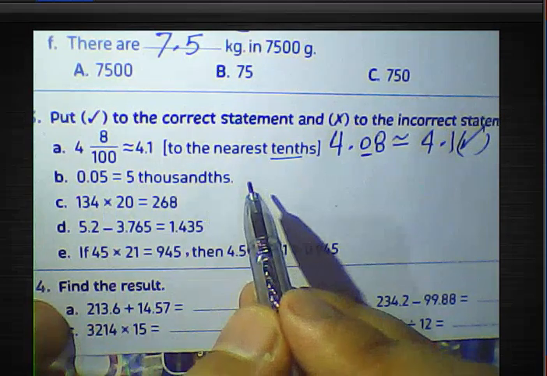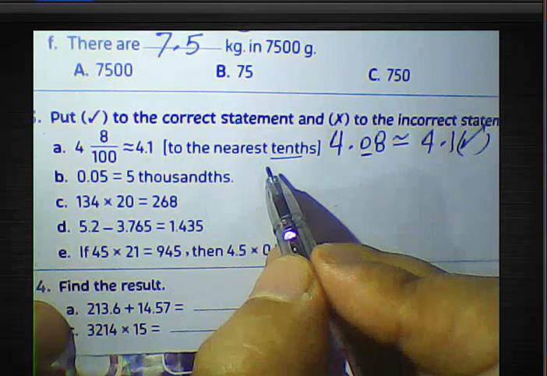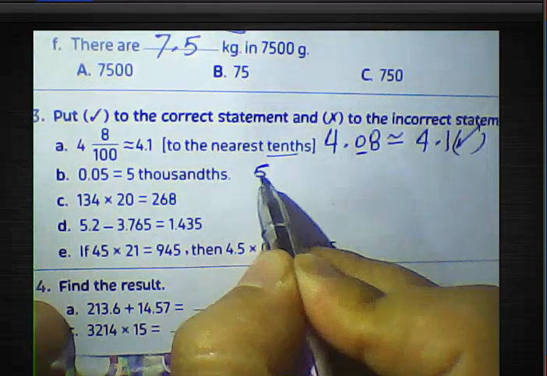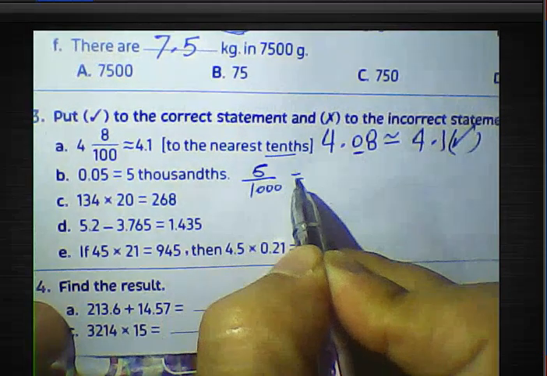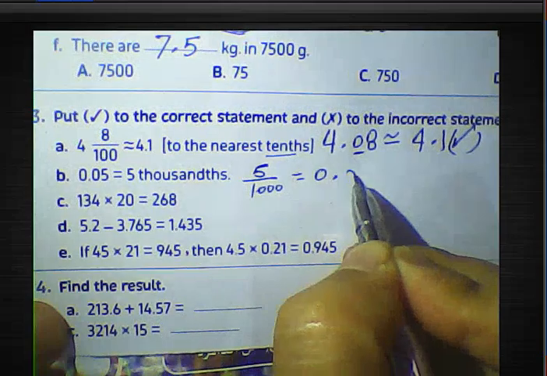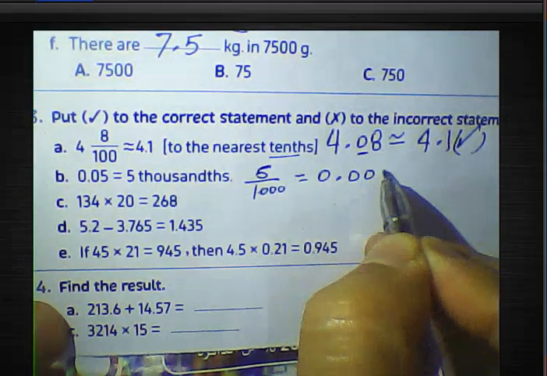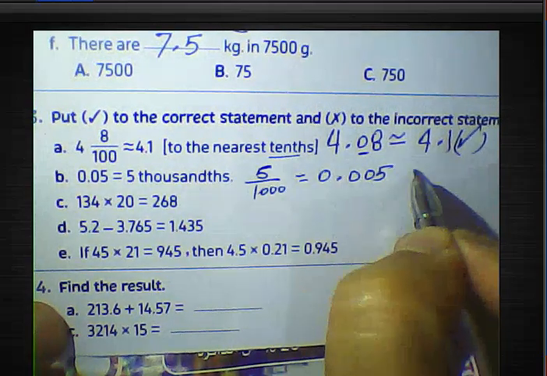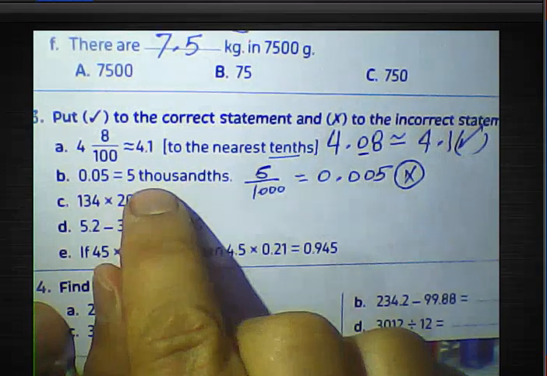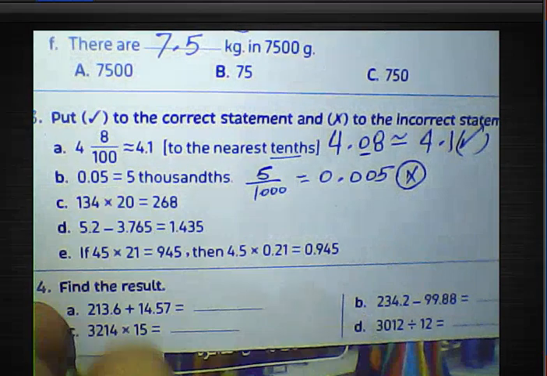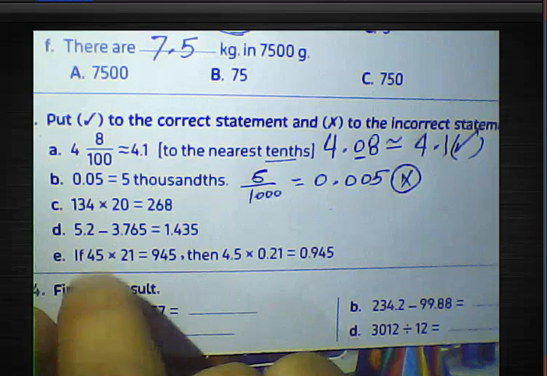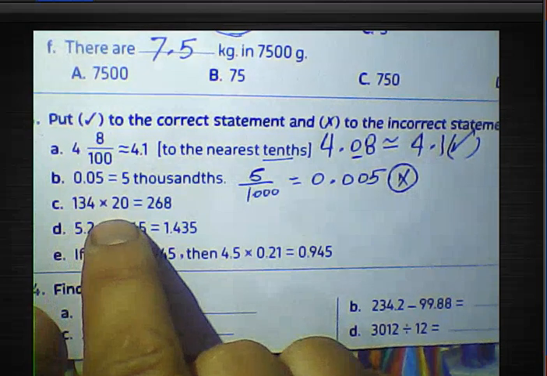0.05 equals 5000th. True or false? Or we can write 5 over 1000. 1000 to 5.005. It's false. 5000th is not equal to 500th. It's a difference. Okay.